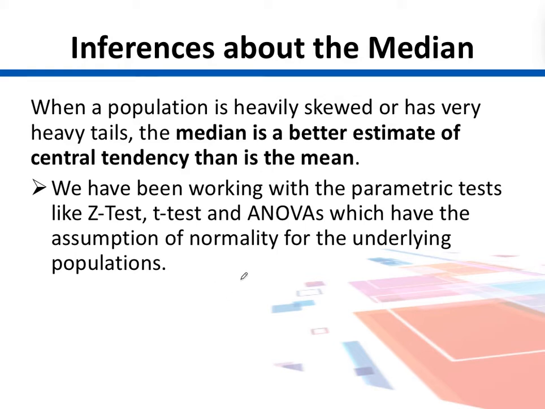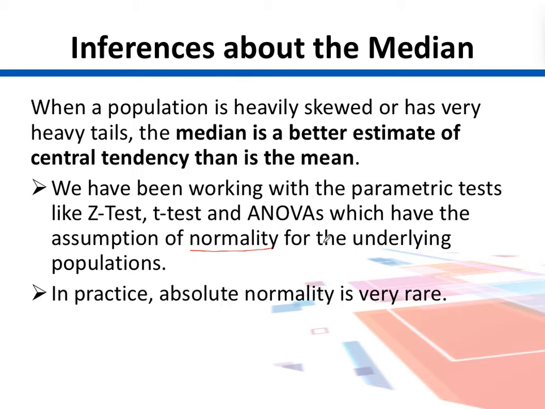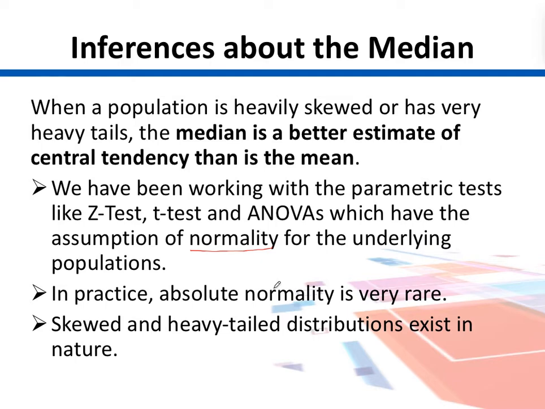We've been working with the parametric tests so far, like the z-test, t-test, and ANOVAs, which have the assumption of normality, that the data is normal for the underlying populations. And in practice, absolute normality is rare. So skewed and heavy-tailed distributions exist in nature.